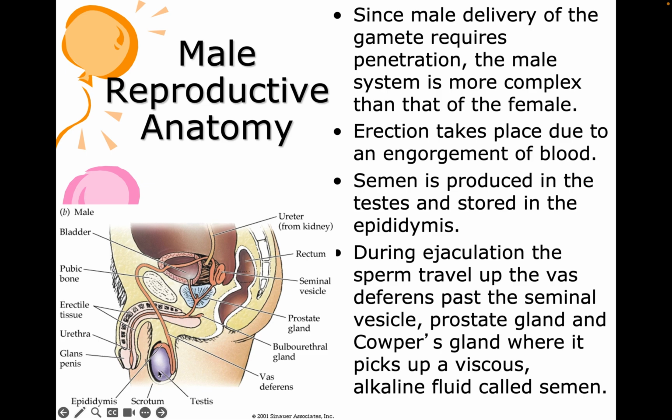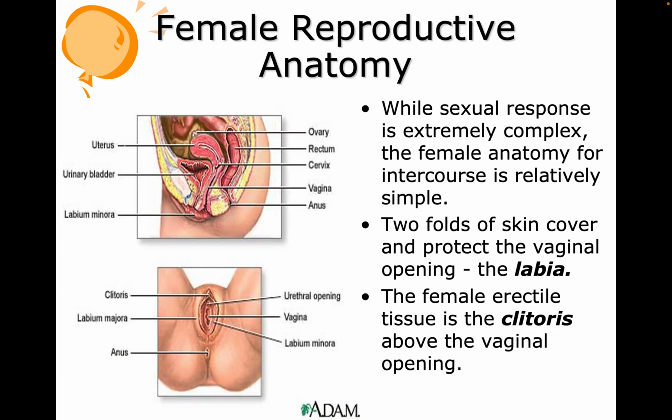The epididymis is on top of each testis. During ejaculation, sperm travels up the vas deferens, past the seminal vesicle, the prostate gland and the Cowper's gland, where it picks up a viscous alkaline fluid called semen. And if it's not alkaline enough, it will not neutralize the acidity of the female reproductive tract. The female reproductive tract is very acidic, and the reason it's so acidic is to protect the female from bacteria.